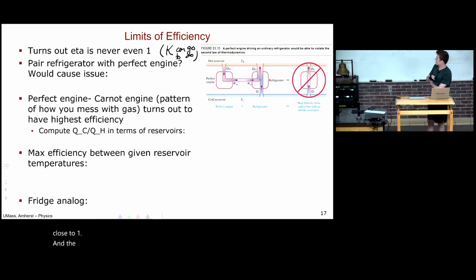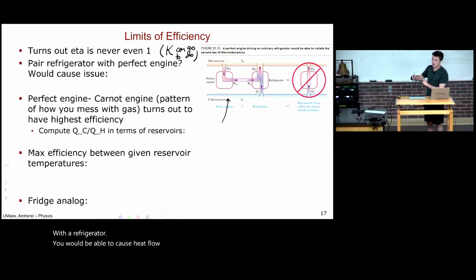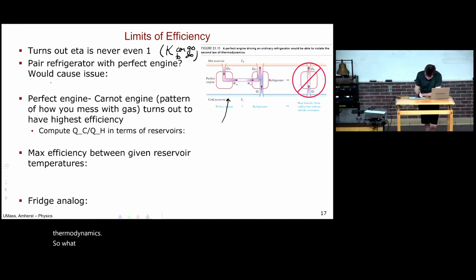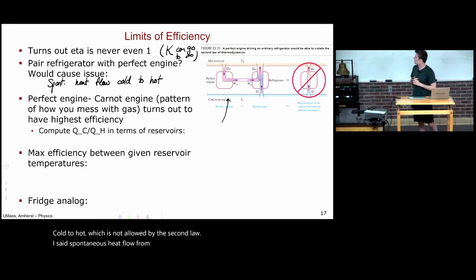And the reason is that if you were to pair, and this diagram's kind of small, but it is on the slides uploaded, if you were to pair a perfect heat engine, with efficiency 1, with a refrigerator, you would be able to cause heat flow from a cold object to a hot object with no net external work input. And that would violate the second law of thermodynamics. So it would cause an issue: spontaneous heat flow from cold to hot, which is not allowed by the second law. Again, the issue is only revealed if you do a complicated thought experiment where you combine an engine with a refrigerator.